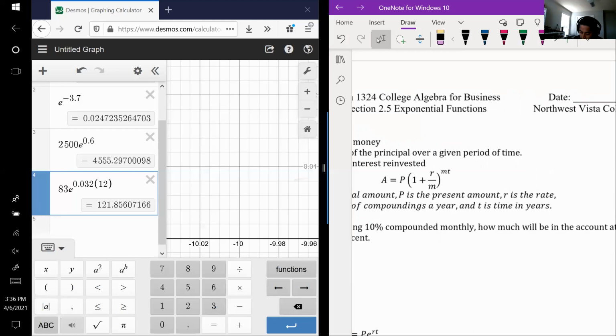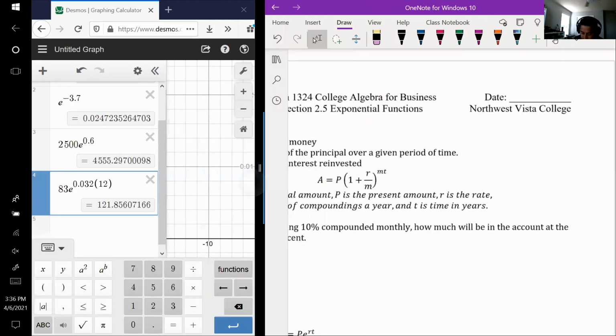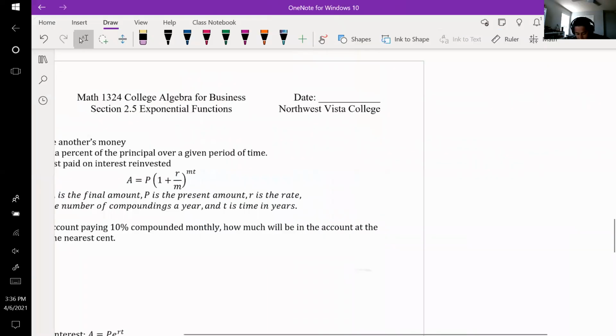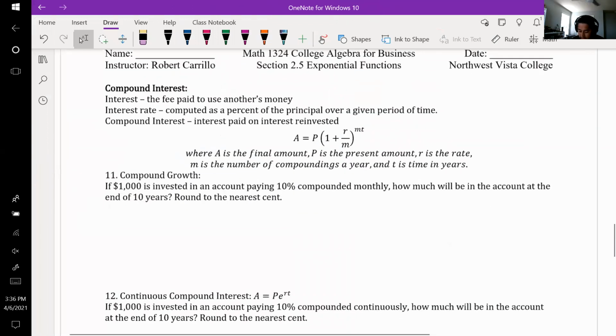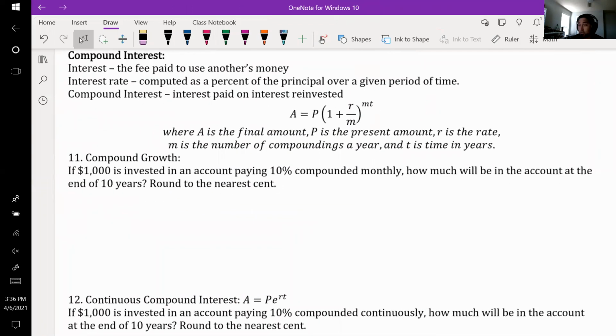Okay. So maybe I can just minimize. Okay, that's fine. I'll be back to Desmos when we calculate. Okay, so let's try this formula out. If $1,000 is invested in an account paying 10% compounded monthly, how much will be in the account at the end of 10 years? Round to the nearest cent.